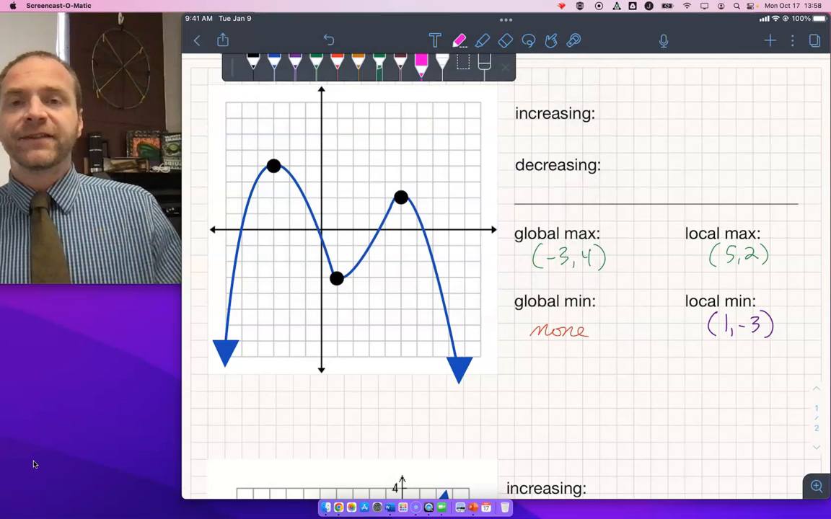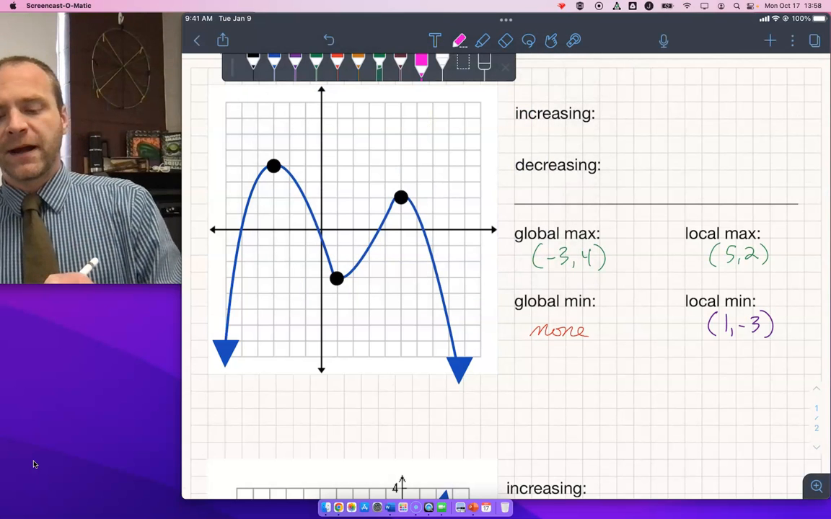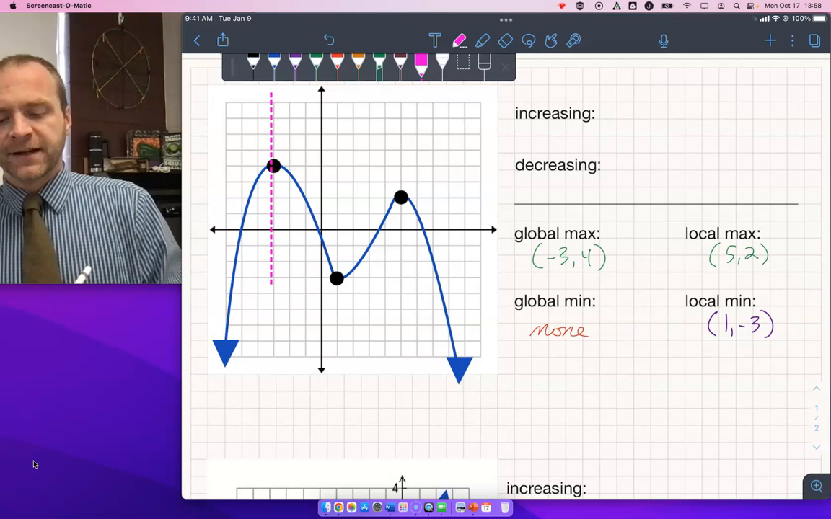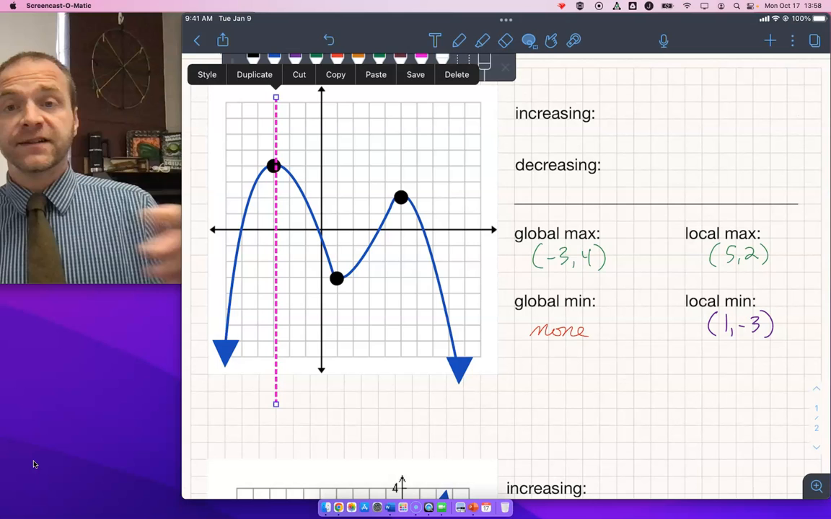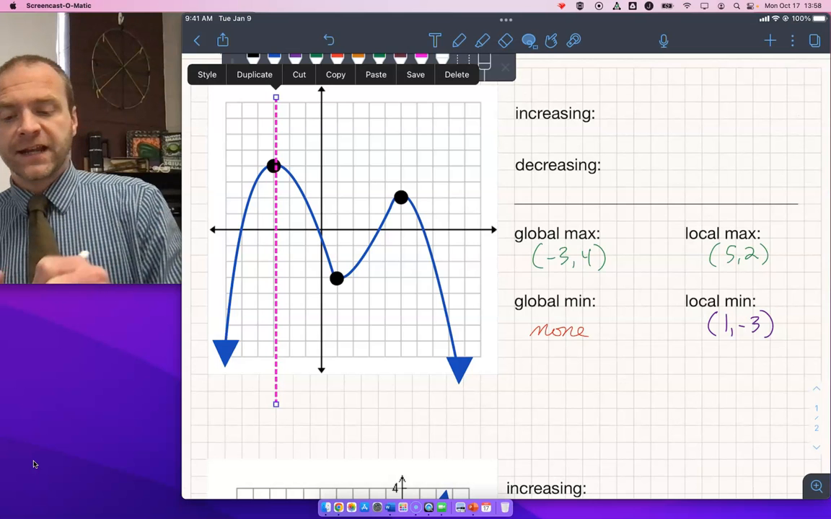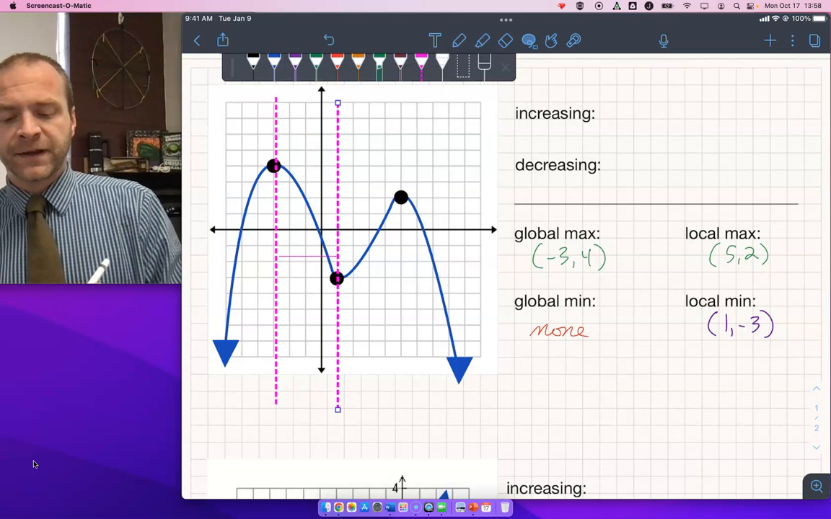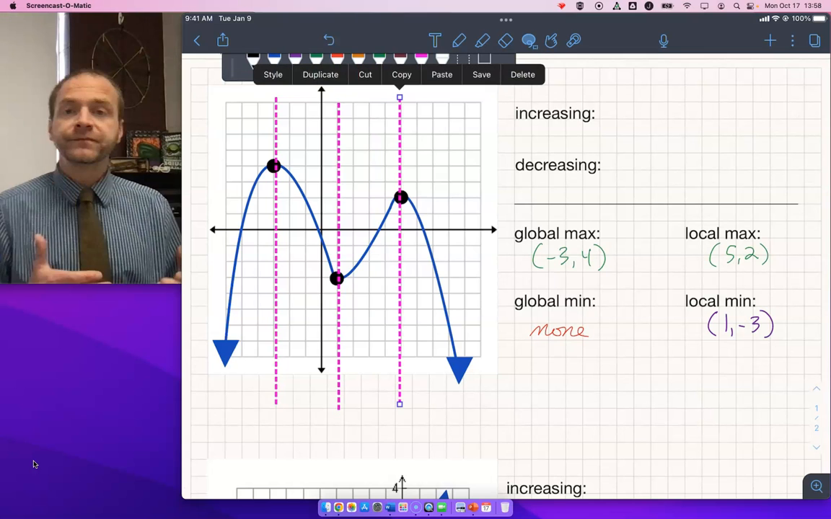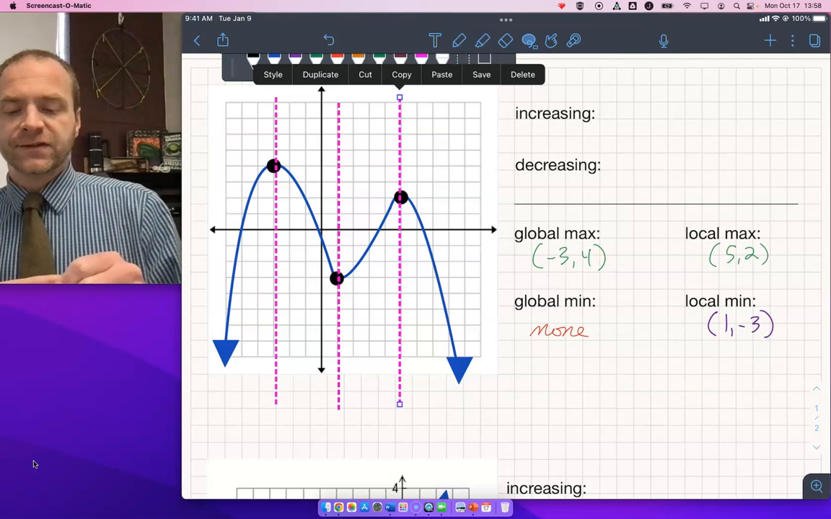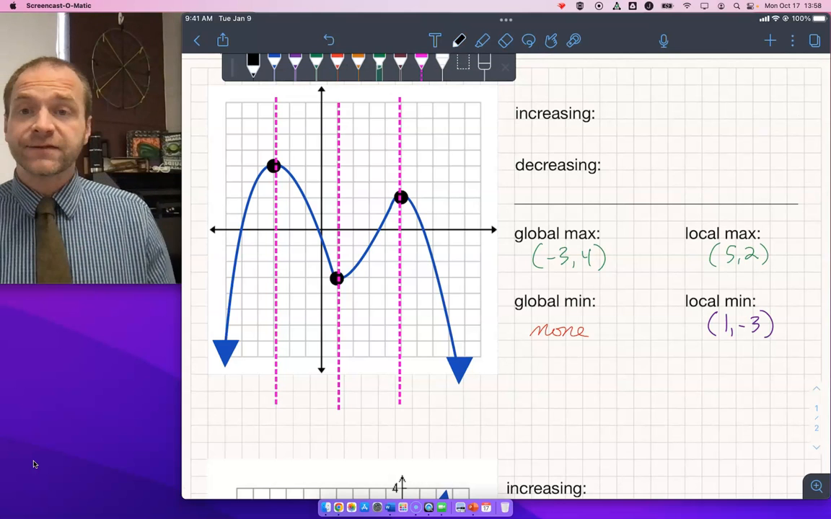And so if I have this, I'm going to take where my maxes and my mins are, because a max or min occurs when you change from increasing to decreasing or decreasing to increasing. So the name itself kind of helps us out. I'm going to draw some vertical lines to help us. Now, those vertical lines go through certain x values.